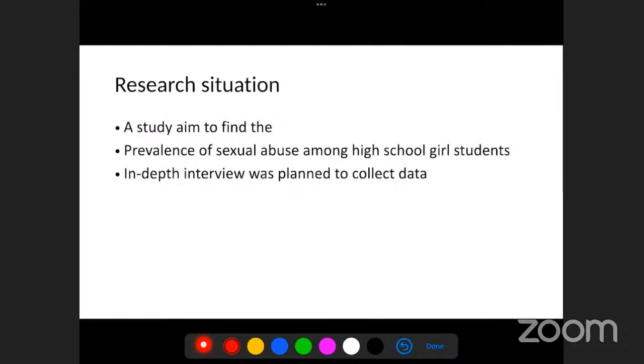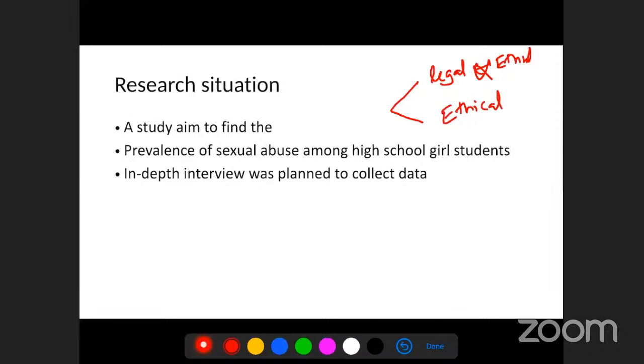Now let us look at another scenario, a research scenario. The study aims to find out the prevalence of sexual abuse among high school girl students. The researchers plan to collect the data by doing in-depth interviews. It is qualitative research, and in-depth interviews of the participants will be done to collect the data. Now, there are two issues here. One is a legal and ethical conflict issue. And there is another ethical concern.